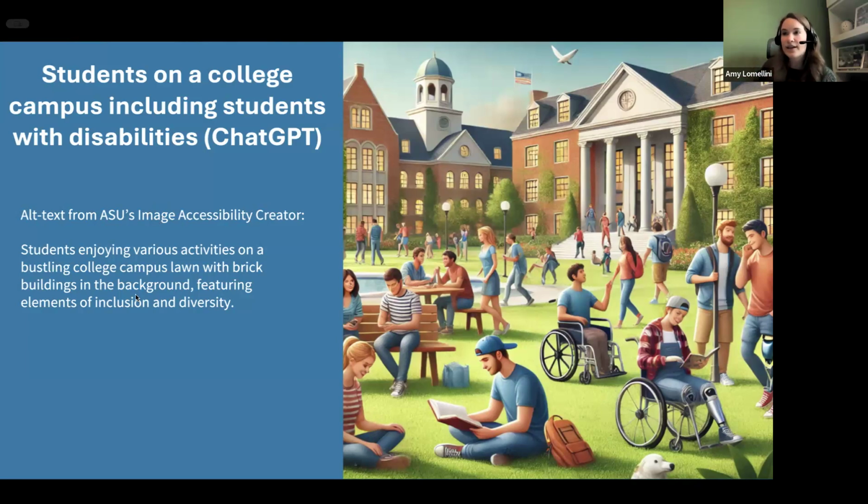In this case, the alt text for this image was "students enjoying various activities on a bustling college campus lawn with brick buildings in the background, featuring elements of inclusion and diversity." What does that even mean? Not the way that I would have written the alt text, right? So what is in this image now that I've prompted it specifically for students with disabilities?